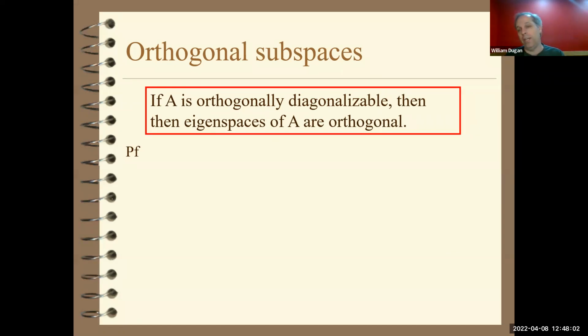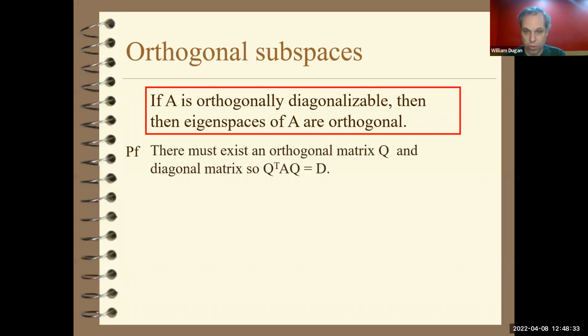The first one is that if A is orthogonally diagonalizable, then the eigenspaces themselves are orthogonal to each other. That means if you take an eigenspace for one eigenvalue, take an eigenspace for a different eigenvalue, take any two vectors in here and compare them, they're always orthogonal to each other. Why? It comes right from the diagonalization proof that I gave before, just taking it one step further.